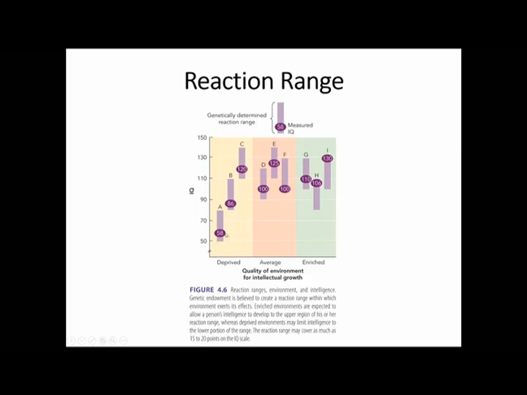And so here, people can have these reaction ranges, these genetically influenced ranges that their IQ can fall in. And we'll look at, let's say, average and enriched and this one person in the deprived environment, because they're all in about the same range, plus or minus a bit, where they're saying that your IQ is going to fall somewhere between, for this person, 110 and 140.